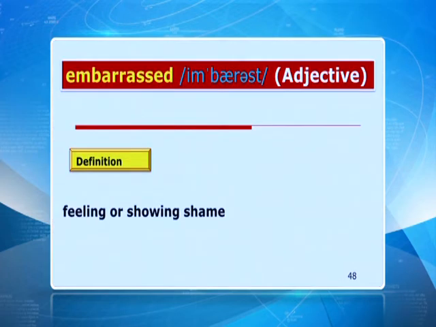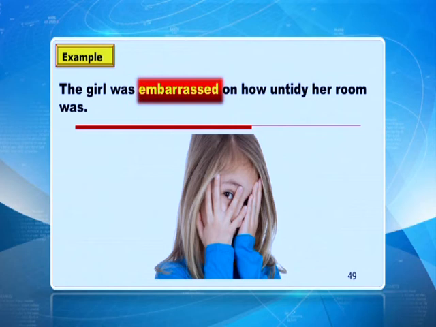Then we move to embarrassed, which is an adjective. It means feeling or showing shame. For example, the girl was embarrassed on how untidy her room was.